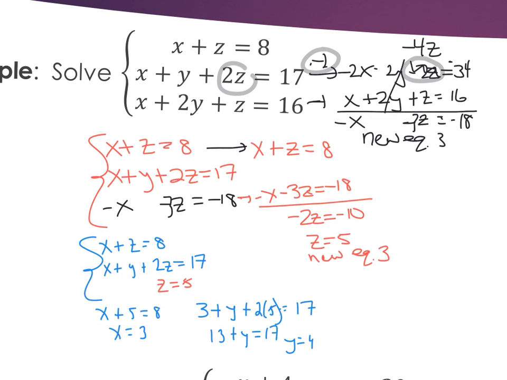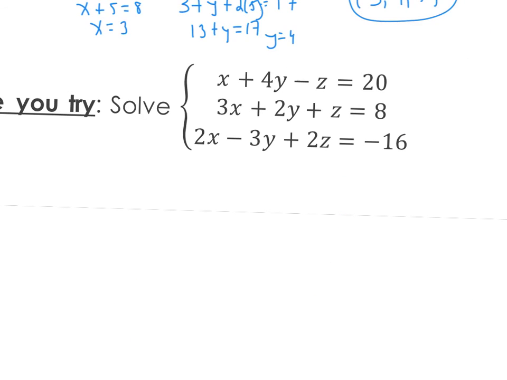And remember to write your solution as an ordered triple. So our solution is 3, 4, 5. Now I want you to take a minute or two and try the example you tried. The solution you should get is x is 1, y is 4, and z is negative 3.